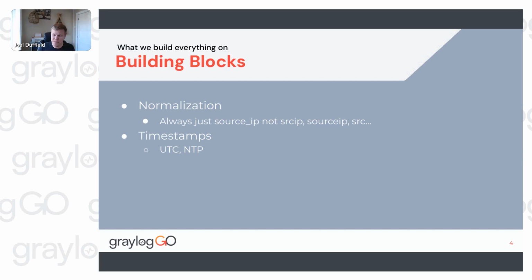If we just fed them into our SIEM, if we fed them into Graylog that way, we wouldn't be able to run a search that says, show me everything that came from this IP address, because we're looking at multiple fields. So we want to normalize that down to a single field. Something like source_IP, user_name, right?